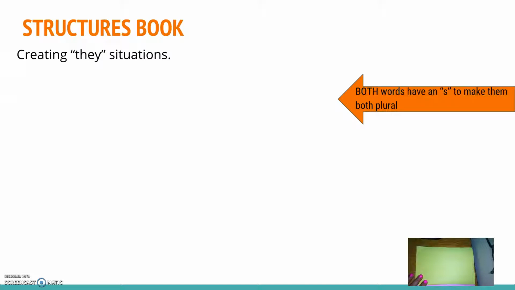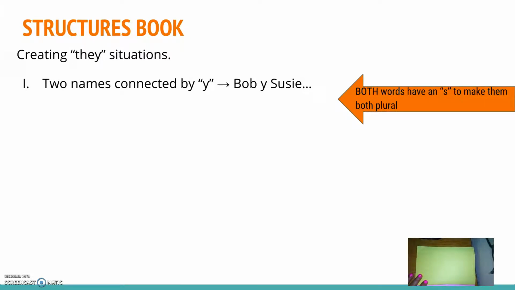Creating they situations. Now, since there's more than one person, we needed to show you how these may appear, how you may say these. So the first type of situation is that you're going to use two people's names connected by the word and, or e. So an example of this would be Bob e Susie.